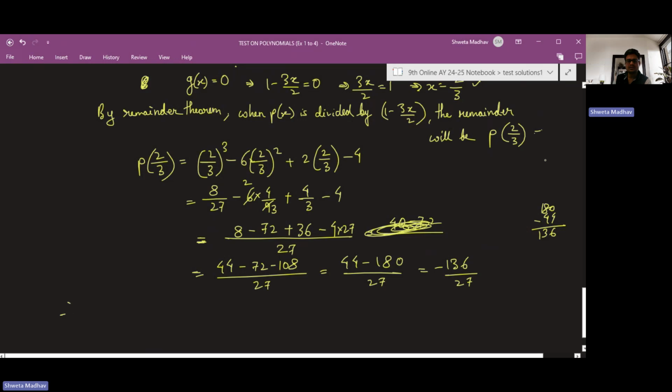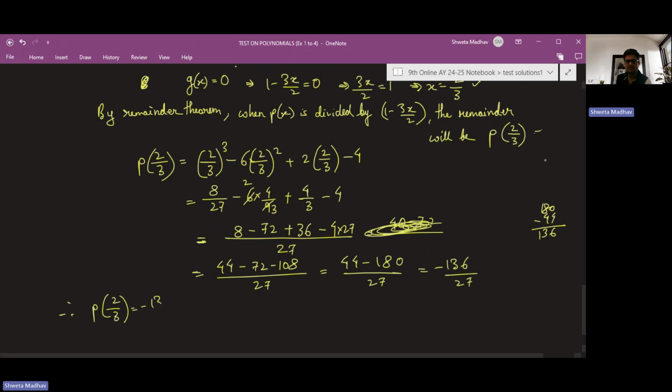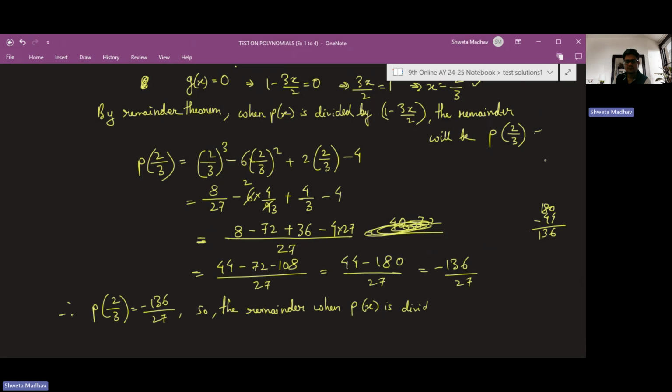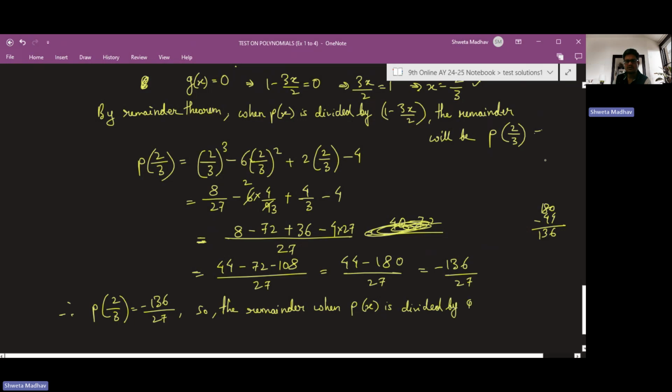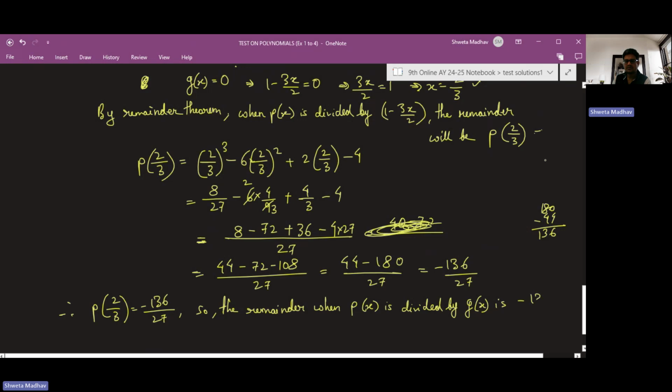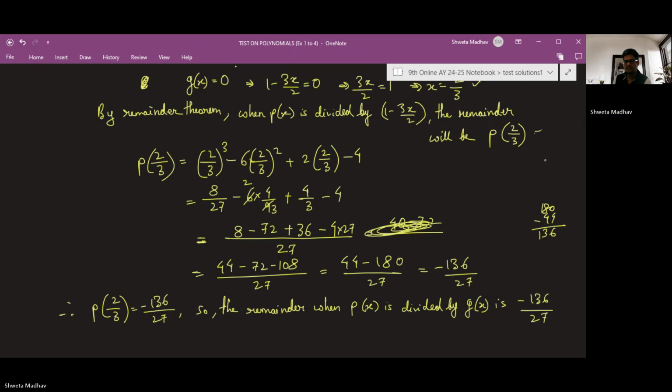Hence, since P of 2 by 3 is minus 136 by 27, the required remainder when P of x is divided by g of x, which is 1 minus 3x by 2, is minus 136 by 27. So this is the answer.